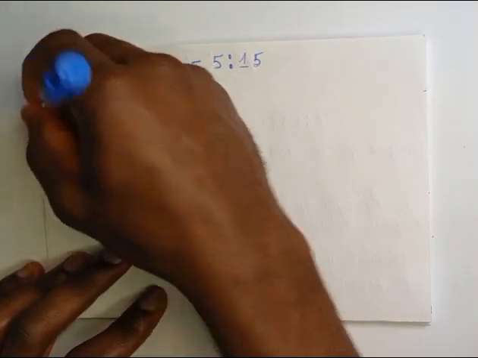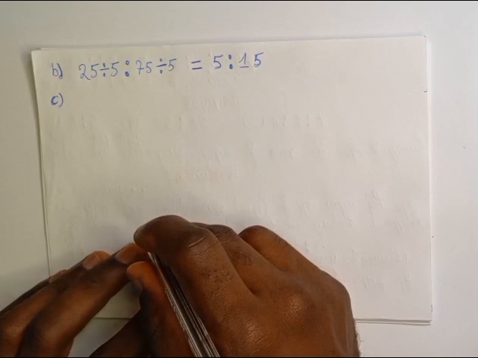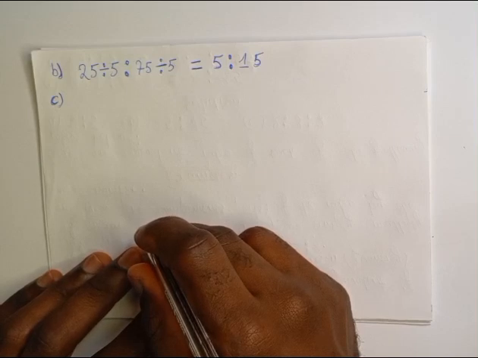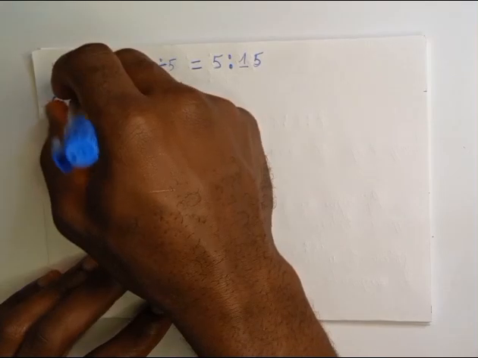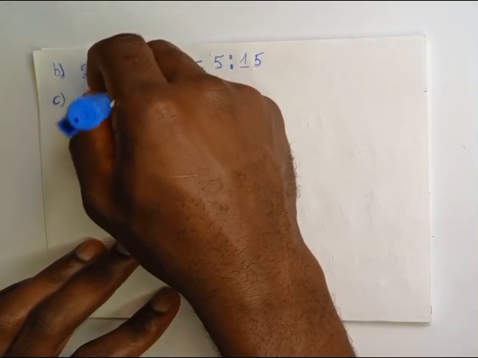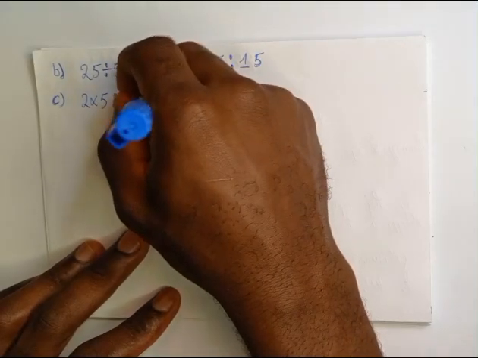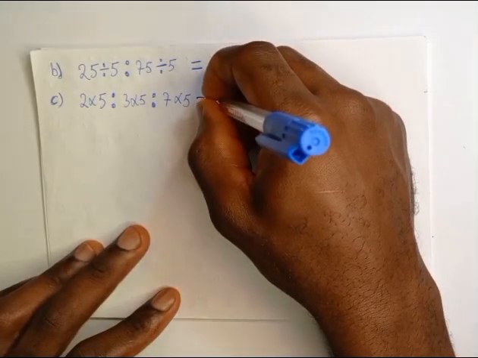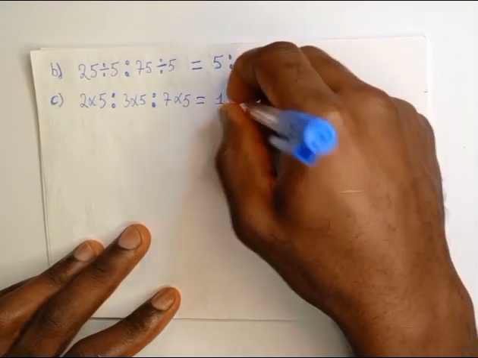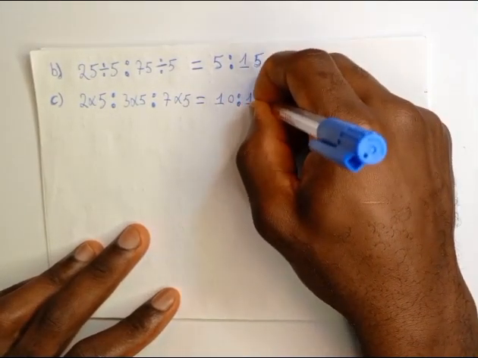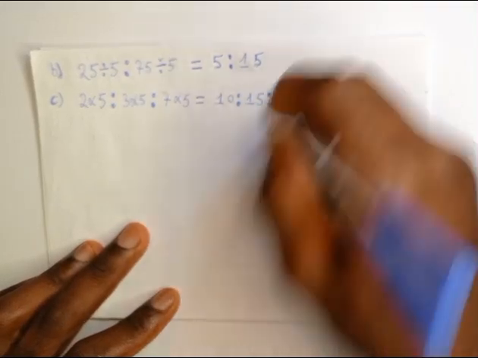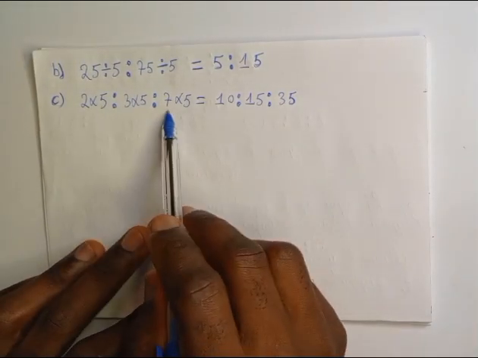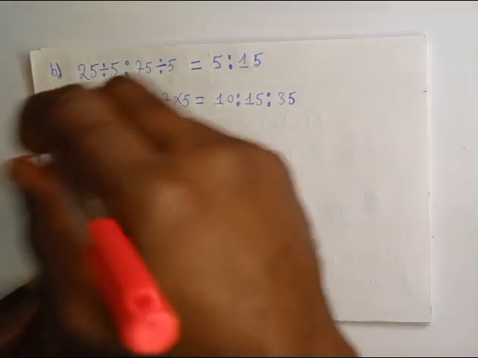We go to C. We have to give an equivalent ratio of the ratio 2 is to 3 is to 7. We are going to multiply each of the components of this ratio by 5. 2 times 5 is to 3 times 5 is to 7 times 5. This will simply be equal to 2 times 5 gives 10 is to 3 times 5 gives 15 is to 7 times 5 gives 35. The ratio 10 is to 15 is to 35 is an equivalent ratio of the ratio 2 is to 3 is to 7. We go now to the next thing, which is problems involving ratios.